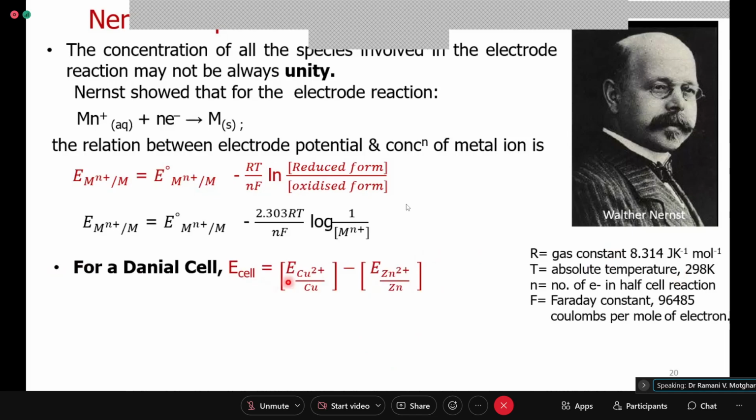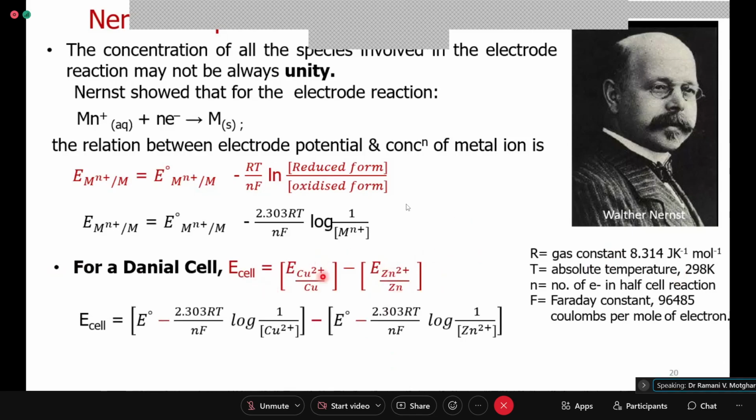So for a Daniel cell, if you are having copper and zinc, the simplest cell, I have taken it as the example. So this is the EMF of the complete cell, when you connect two half cells. One half cell will be E naught minus 2.303 RT by nF log 1 by Cu2 plus ion concentration. Now this is the copper or the reduction half cell. Although this is the oxidation half cell, still you write here 1 by zinc ion concentration.